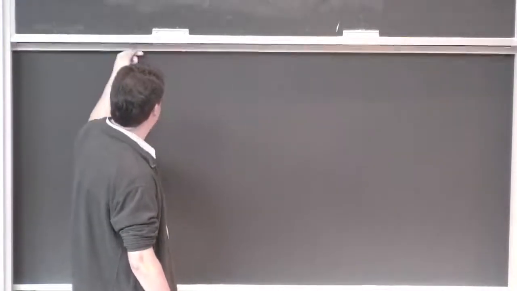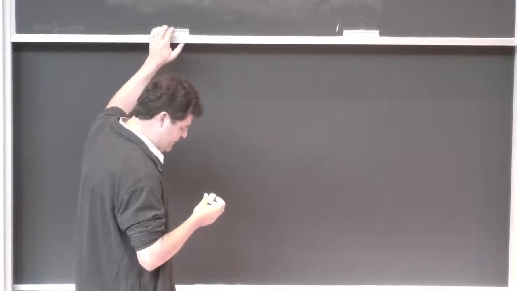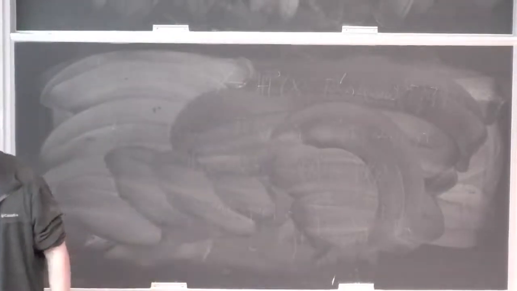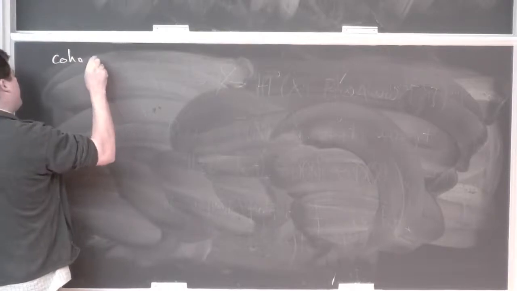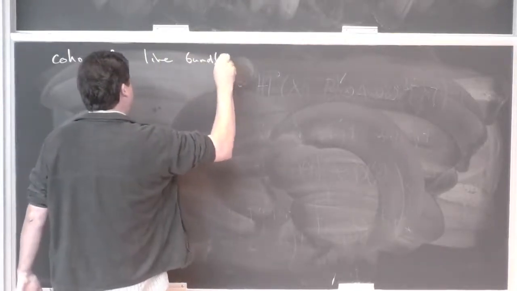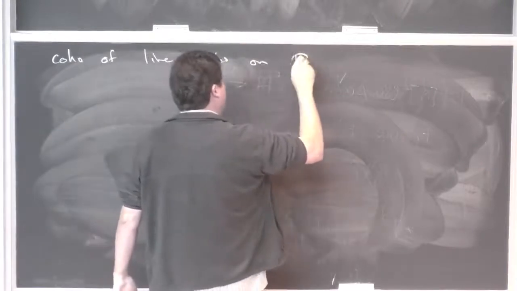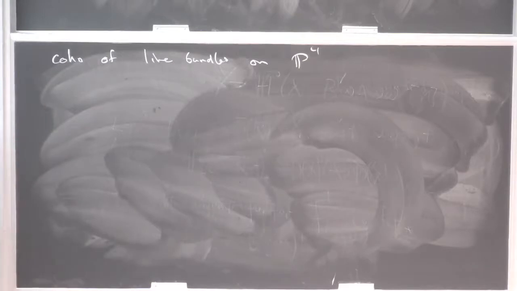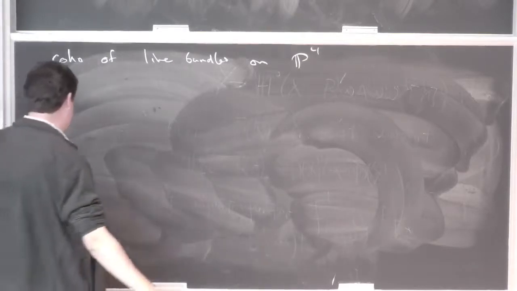And I'm going to remind you what all that means, and I'm going to use it in an interesting example. I'm going to use it to compute the cohomology of a complete intersection. And maybe I'll just recall for you the cohomology of line bundles on P4. I mean, you could do anything, but I'm going to do P4.